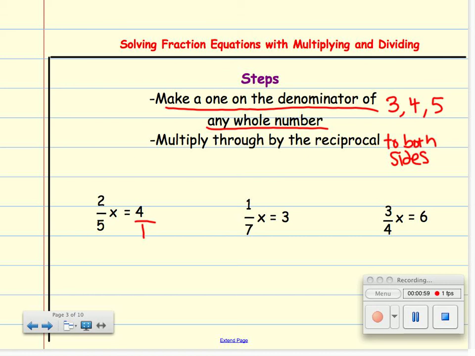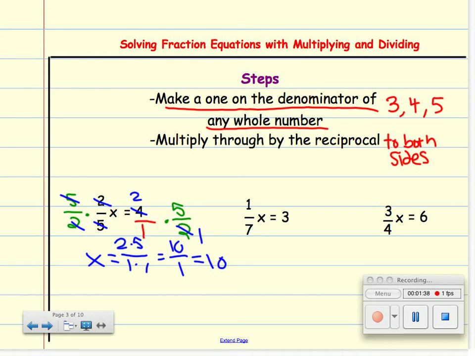My second step is to multiply both sides through by the reciprocal. Reciprocal again means just flip the top and bottom. I'm going to multiply this side by 5/2 and this side by 5/2. Now why do we do that? Because this amazing thing happens. Everything cancels out. I'm left with x. Let me cross simplify. And I get x is equal to 2 times 5, top times top, over bottom times bottom, which is 10 over 1, which is 10.